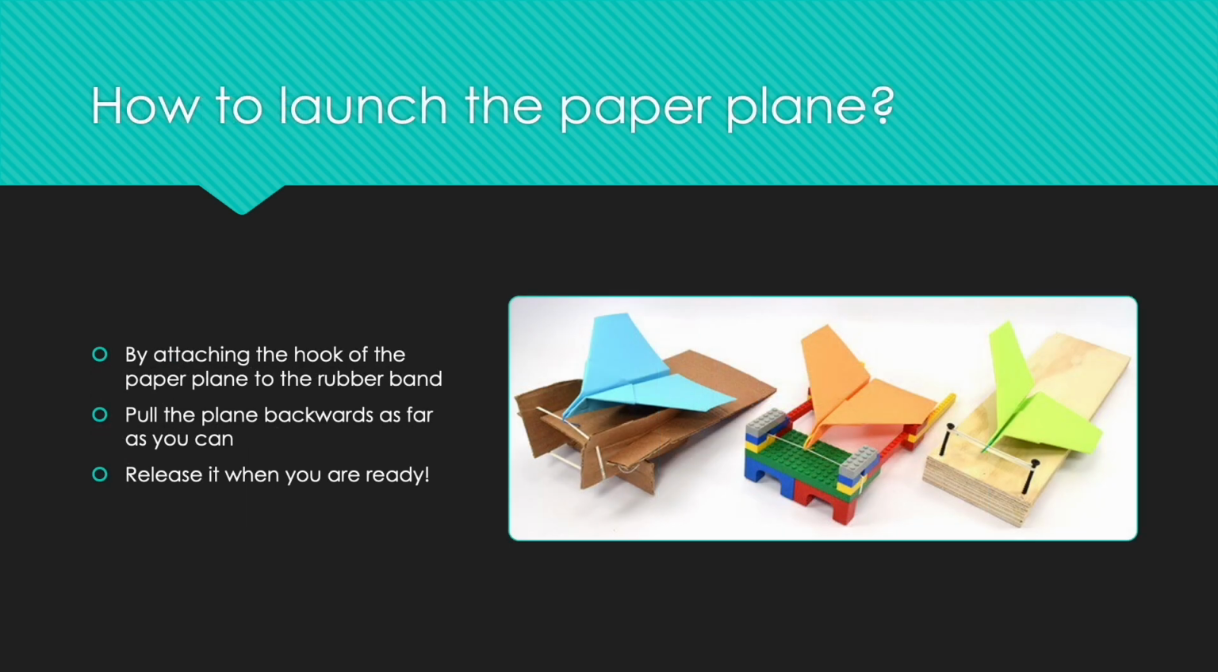After finishing the paper plane and paper plane launcher, how do we launch the paper plane? We attach the hook of the paper plane to the rubber band, and then pull the plane backwards as far as we can. And finally, release it when we are ready.